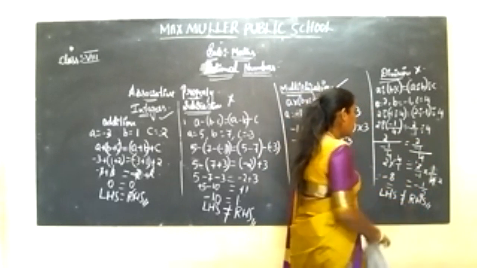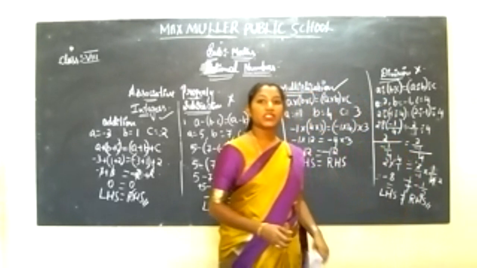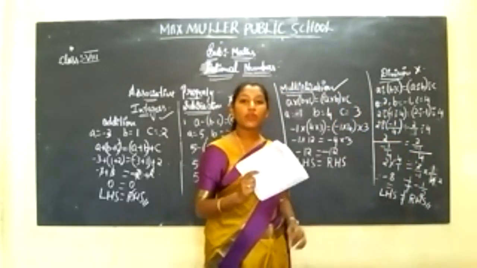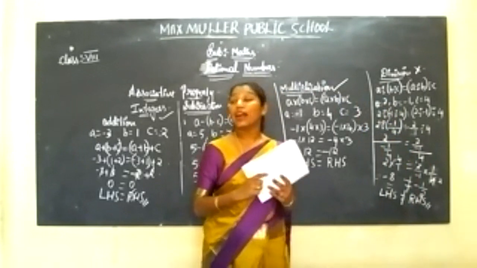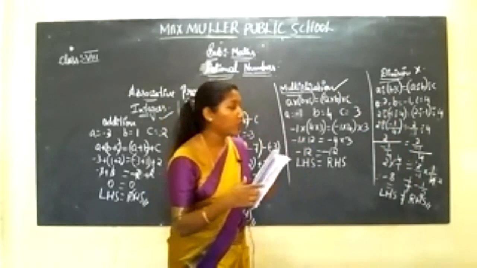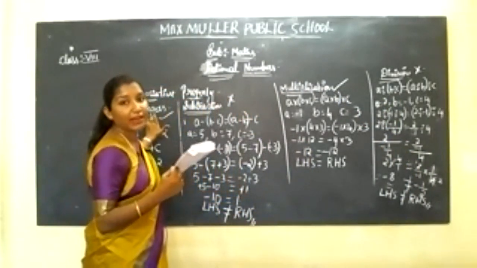So these two things are not equal. So LHS is not equal to RHS. So division does not satisfy the associative property under integers. You have to write that. Hope all understood, students. For integers I have solved now.